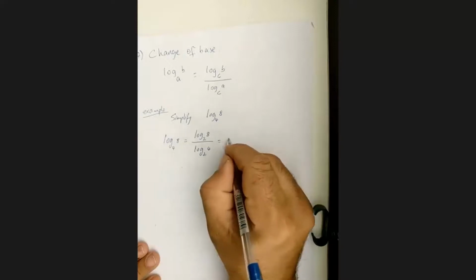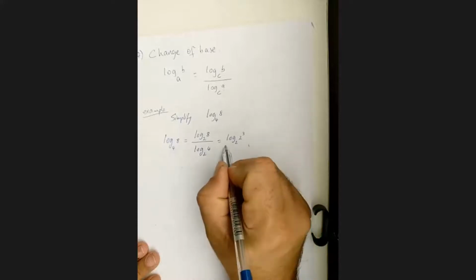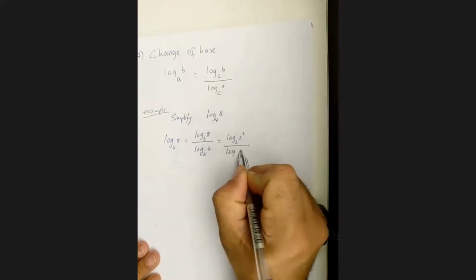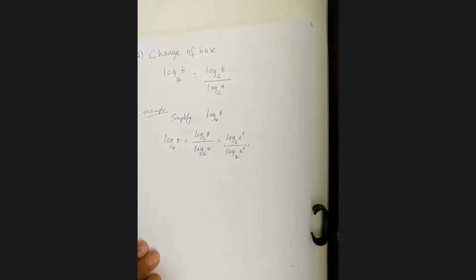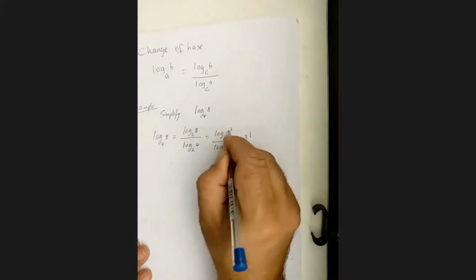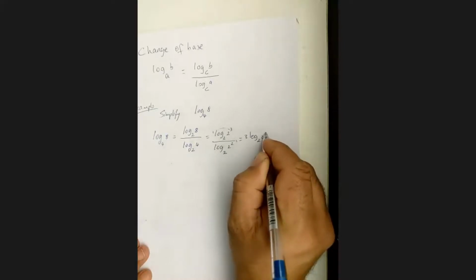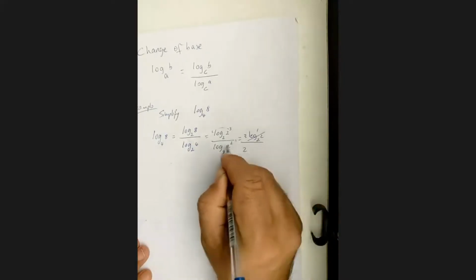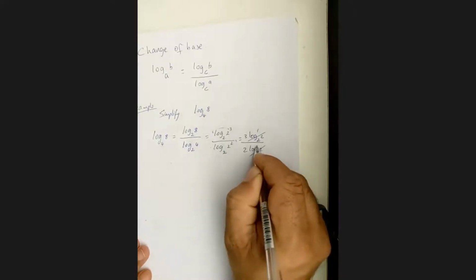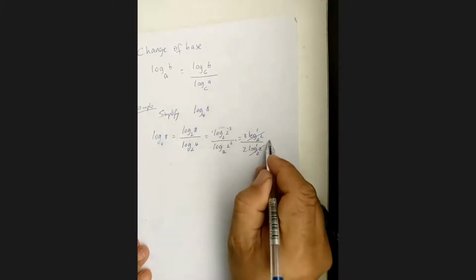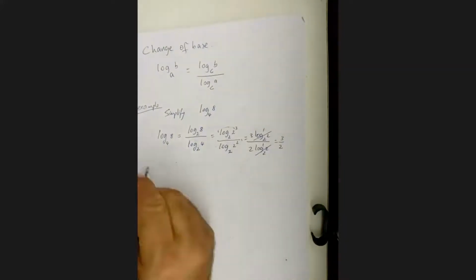Now, instead of 8, we can write logarithm of 2 cubed to base 2 over logarithm of 2 squared, which is 4, to base 2. Move 3 as the coefficient, logarithm of 2 to base 2, which is 1, over, move that 2 there, logarithm of 2 to base 2. This is again 1. So the answer is 3 over 2.